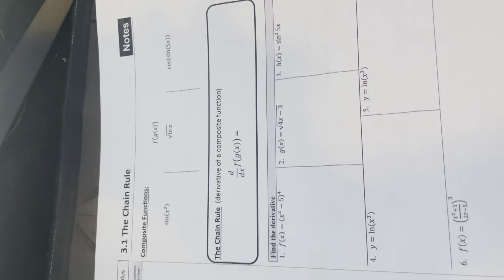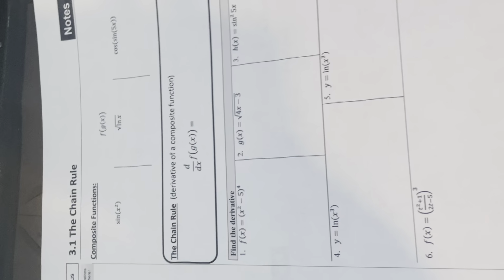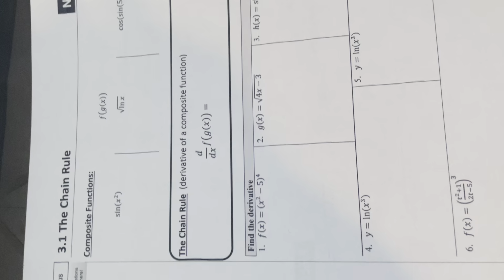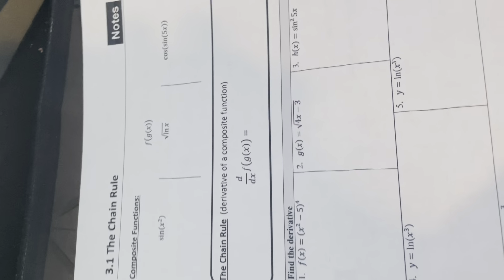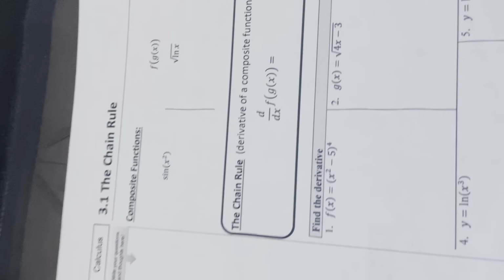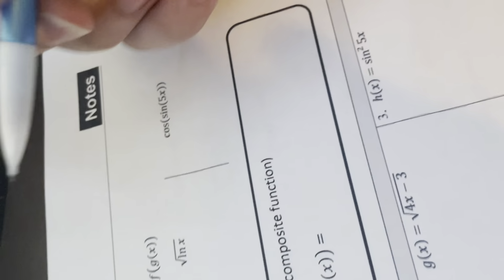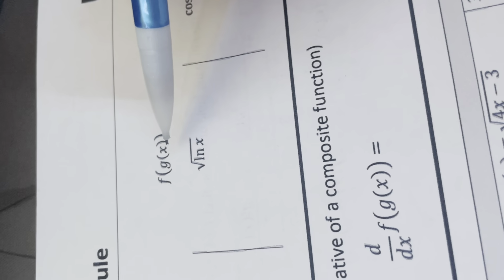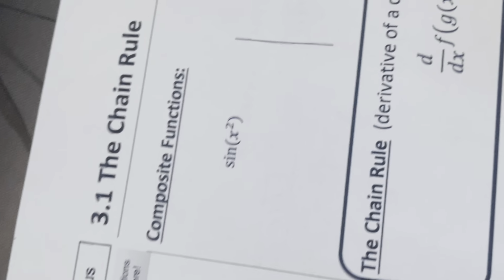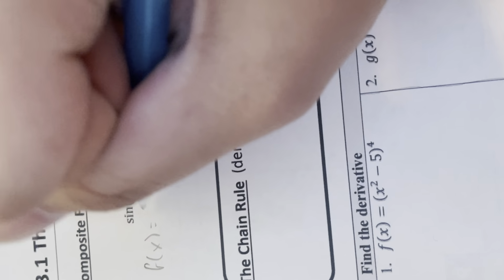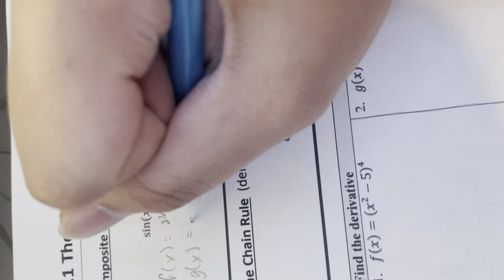Unit 3.1, the chain rule. So first, let's go over some composite functions. A composite function is basically just a function within a function. So g of x within f of x. For this one, our f of x will equal sine of x, and our g of x equals x squared.